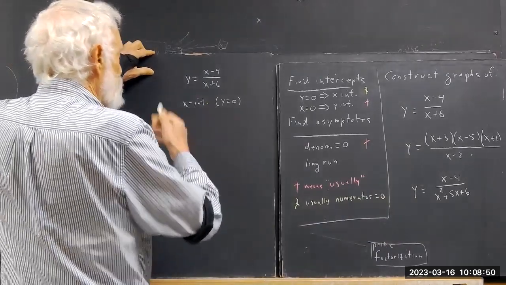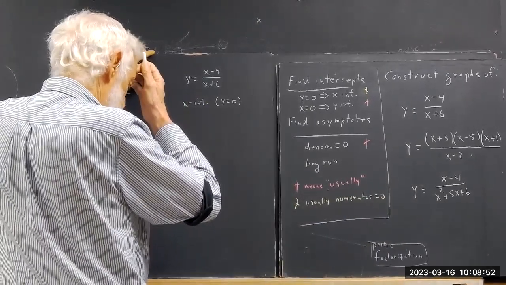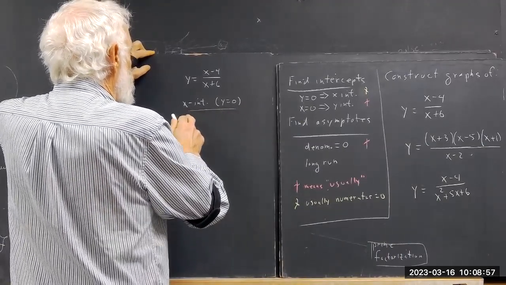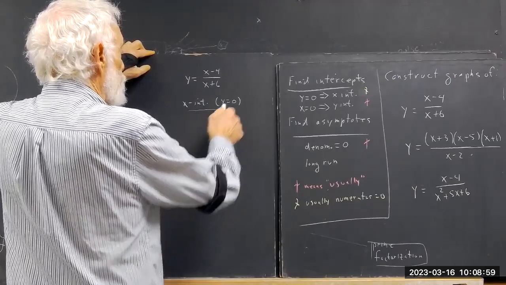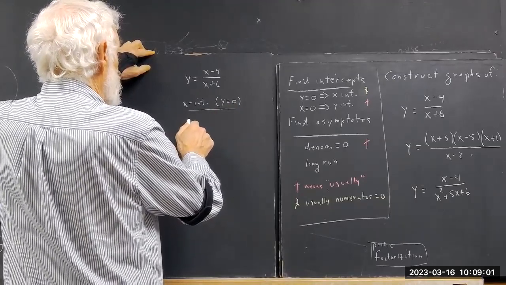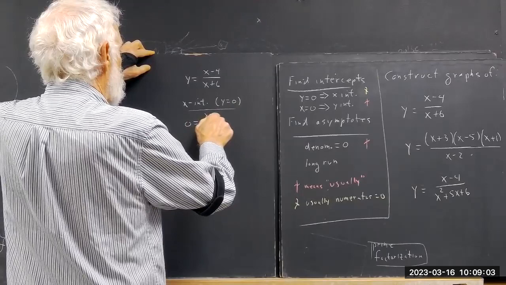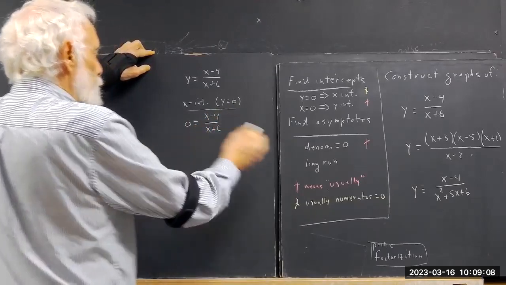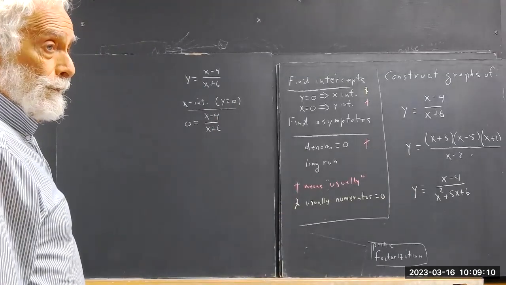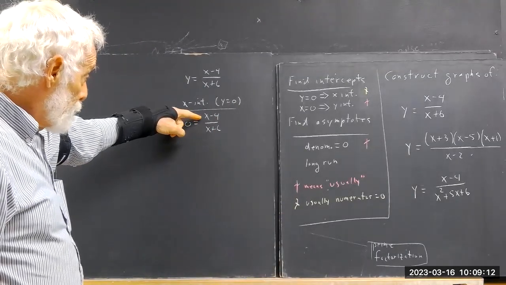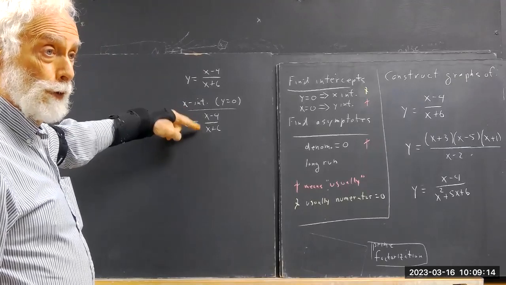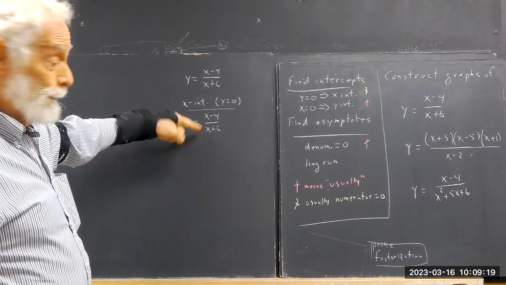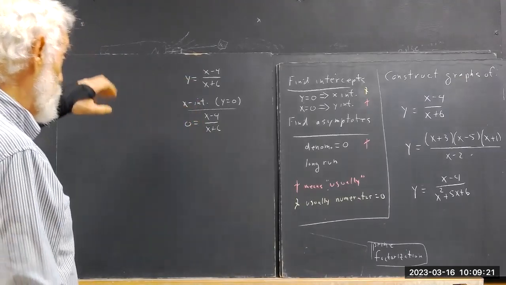Okay, so x-intercepts occur when y equals 0. If y equals 0, that means 0 equals (x minus 4) over (x plus 6). How do you solve this equation? Well, you can solve it looking at it. If x equals 4, you know this is going to be 0. If that's the best you can do, okay, but let's make sure we understand why.